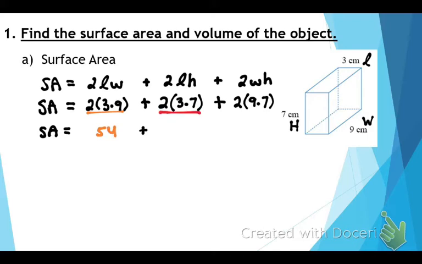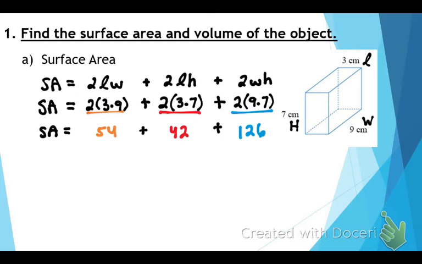2 times 3 times 7. Is there anyone who has that one? Zariana, what is it? 42. 42, very good. Plus, we're going to multiply this last part together. 2 times 9 times 7. Kaylin, what do you get when you do that? 126, very good.